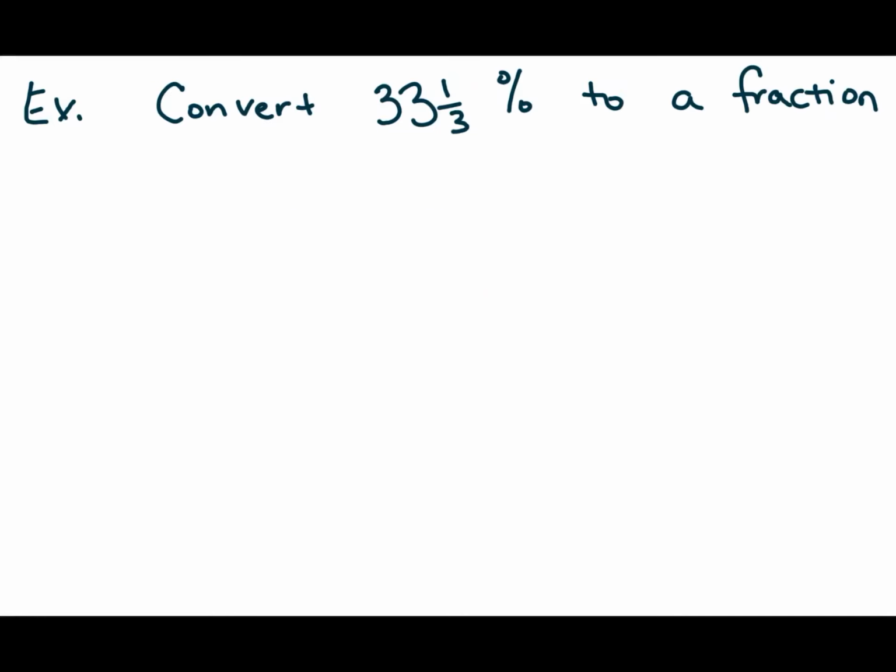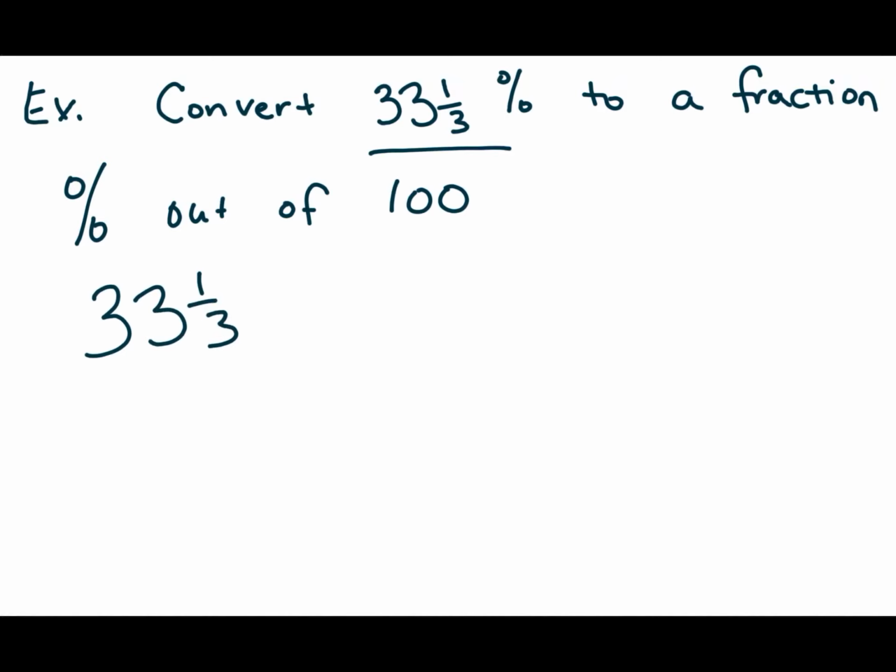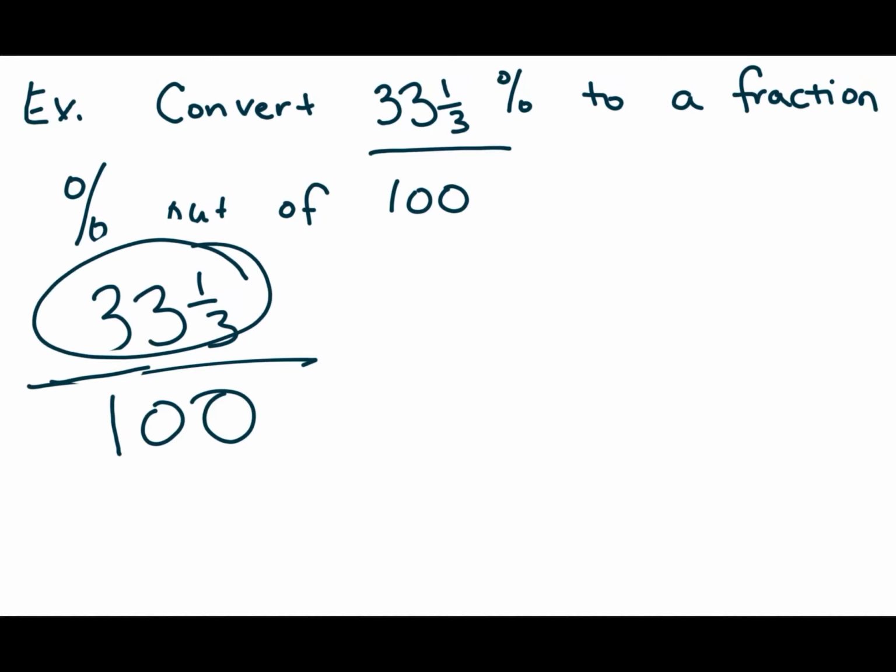Convert 33.33% to a fraction. Well, what does 33.33% mean? Percent just means out of 100, right? So it's 33.33 out of 100. Okay. This is the same as a division problem. So it's the same as saying 33.33 divided by 100. What do we do when we divide fractions, right?